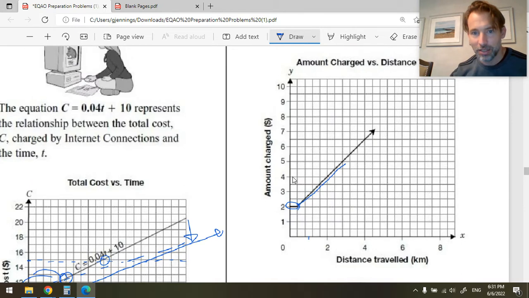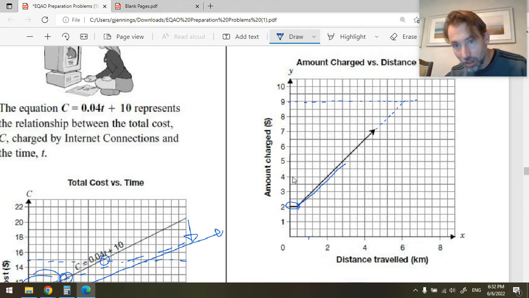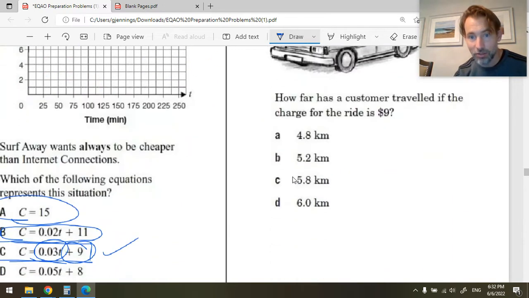So that's really easy. Okay. Oh, wait, no, it's not, because we need to extend that line. You could use a ruler and do this. And if we were very careful, we would say it should be about 6 kilometers. All right, let's see if there's an answer that looks like that.